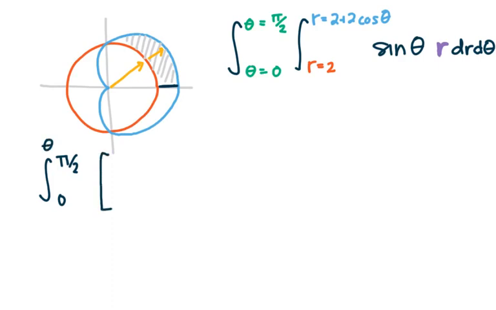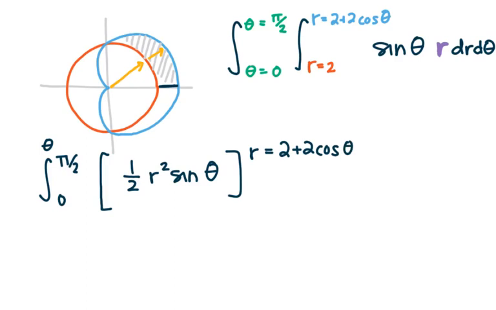And if we integrate sine theta r dr, so we're integrating with respect to r, that means sine theta is a constant, and we're going to get 1/2 r squared. So I have here 1/2 r squared times sine theta, r equals 2 plus 2 cosine theta, and r equals 2, d theta.